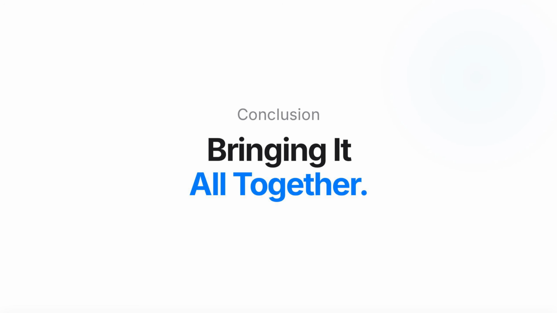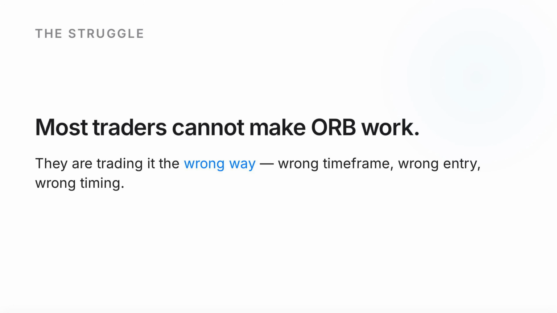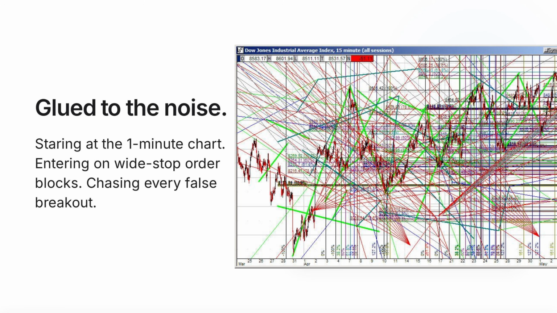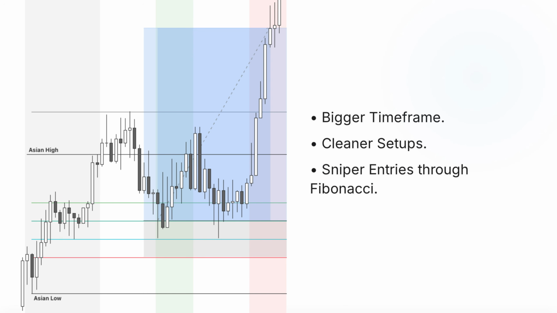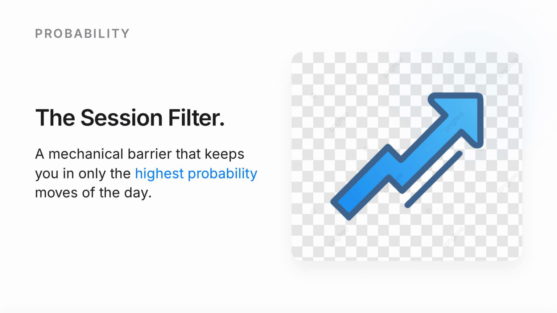So let me bring this all together for you. The reason most traders cannot make the ORB strategy work is because they are trading in the wrong way, on the wrong time frame, with the wrong entry method, and the wrong time of the day. They're glued to the 1-minute chart, entering on the order blocks with a tight stop loss, chasing every single breakout they see. The A or B method fixes all of that. Bigger time frame, cleaner setups, sniper entries with Fibonacci levels, and a session filter that keeps you in only the highest probability moves of the day.